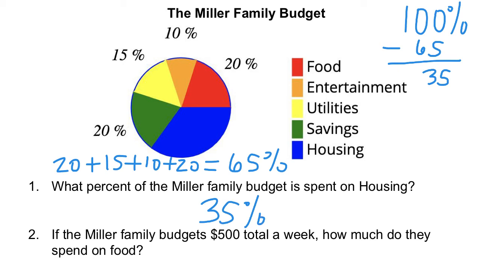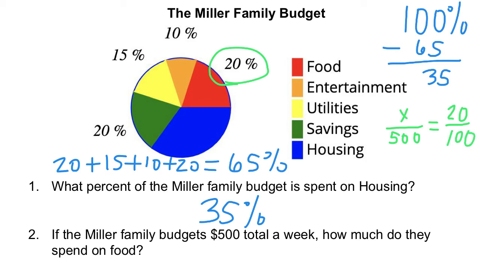Then to answer this last question, we know how much money the Miller family is going to spend every single week. Their grand total is $500. We want to know how much money they're going to spend on food. So we're not sure how much money they're going to spend on food, so I'm going to represent that with an X. We do know that their total is $500, so I'm going to set up a ratio of X over 500. And then if we look at the information that we have about food, food is representing 20% of their budget. So food is 20% out of 100% possible.